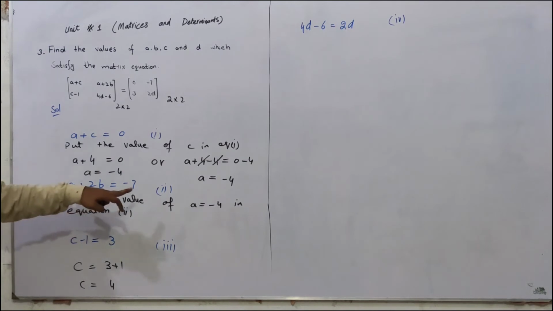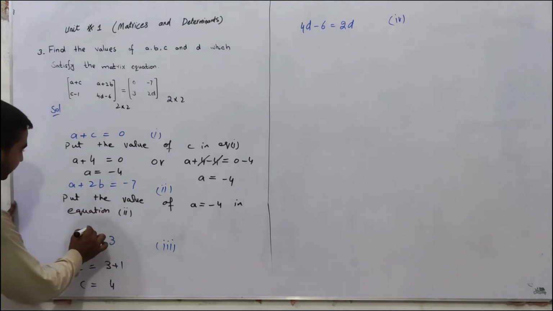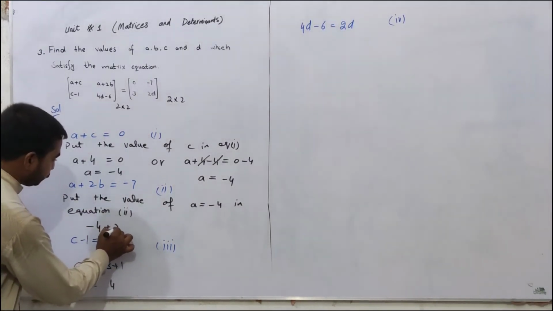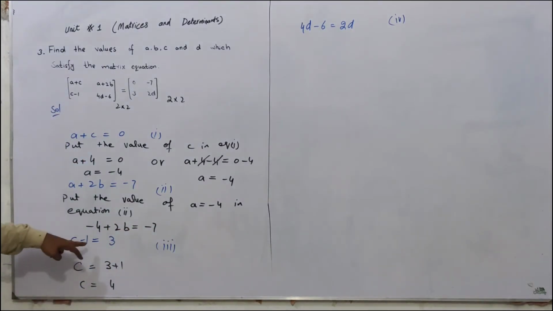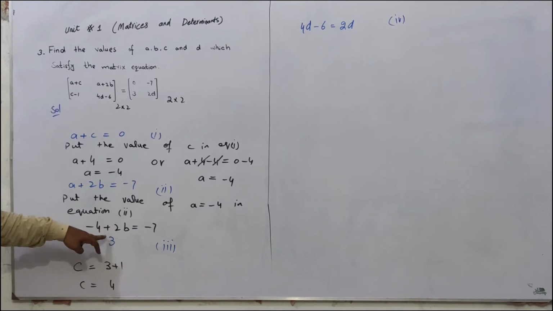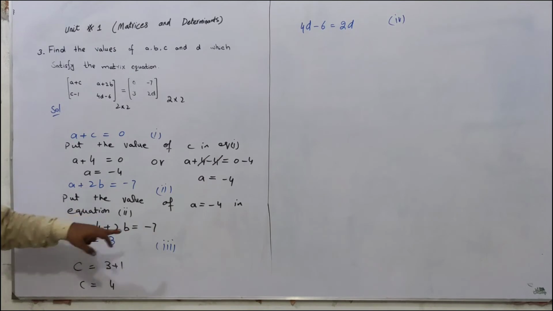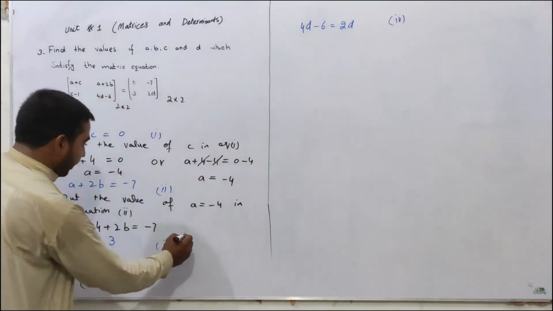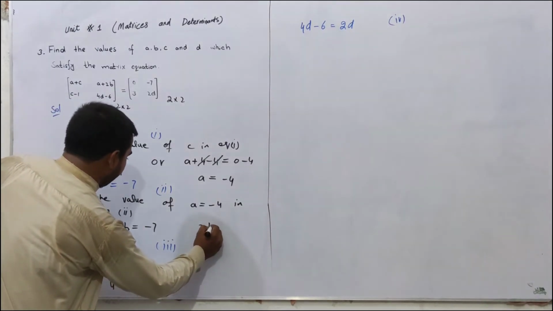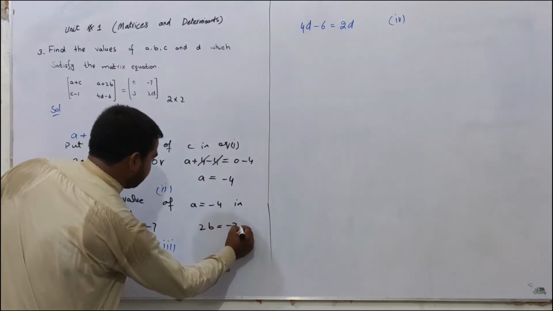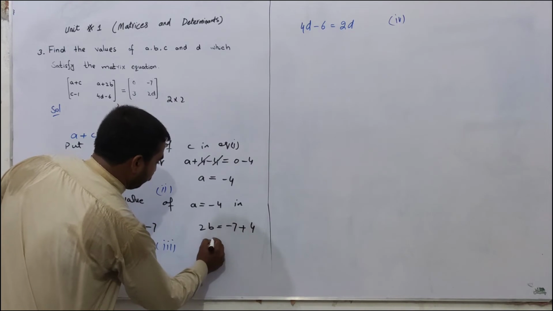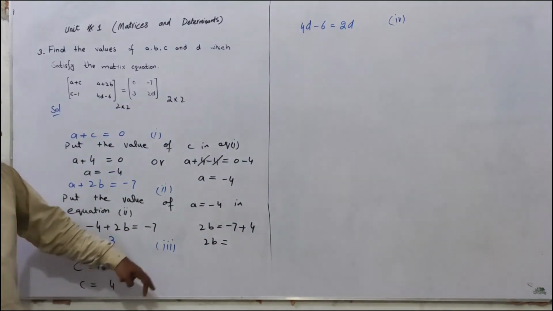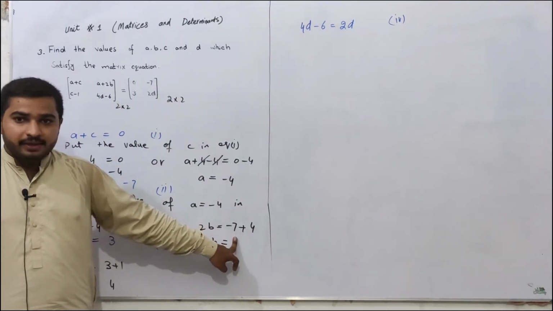A is replaced by its value. The value of A is minus 4, so minus 4 plus 2B is equal to minus 7. Now we find the value of B. How do we find the value of B? Here is minus 4 extra, here is minus, on the other side it will be added. We write 2B is equal to minus 7 plus 4, and 2B is equal to 7 minus 4 will be 3.